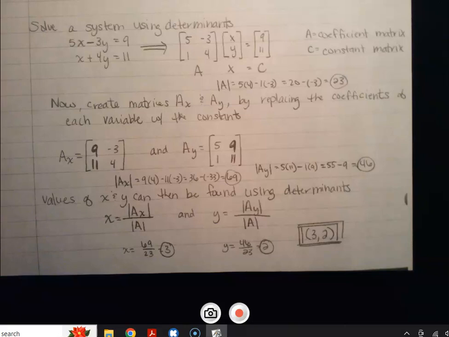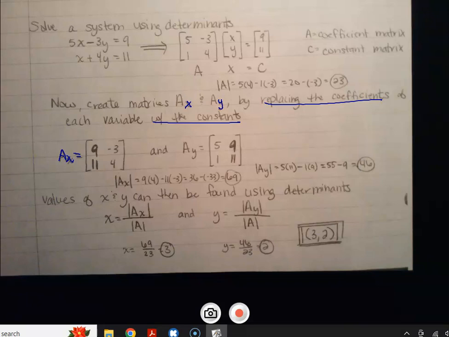So now it says, create matrices A sub x, notice that, A sub x, and A sub y by replacing the coefficients with the constants. Say what? That's pretty awesome. Okay, so we're going to replace these. So I've made them a little bigger. So we've got A sub x, okay, equals. So I'm replacing the coefficients of each variable with the constants.